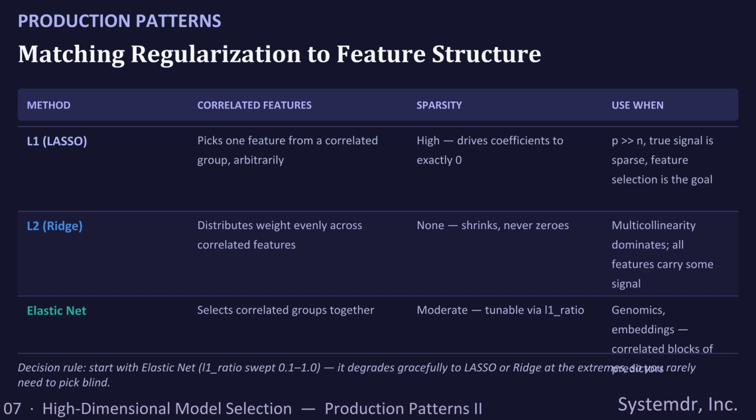ElasticNet blends both. Using that L1 ratio parameter we saw in the code a moment ago, it selects correlated feature groups together rather than arbitrarily picking one. This is why it's the safer default, particularly in genomics and embedding-heavy pipelines where correlated blocks of predictors are the norm, not the exception. The decision rule I'd leave you with: start with ElasticNet. Sweep L1 ratio from 0.1 to 1.0 and let cross-validation find where on that spectrum your data actually lives. It degrades gracefully to either Lasso or Ridge at the extremes, so you're rarely committing to the wrong prior upfront.